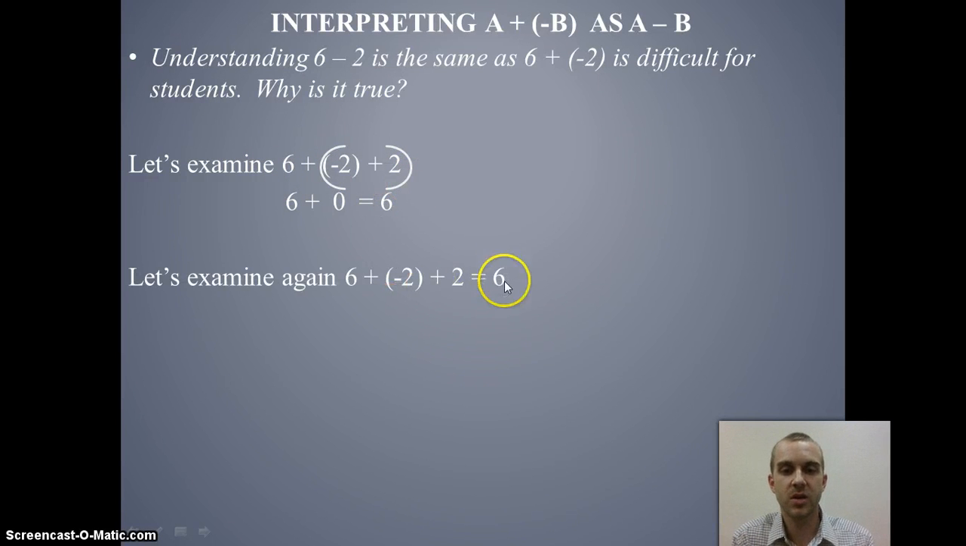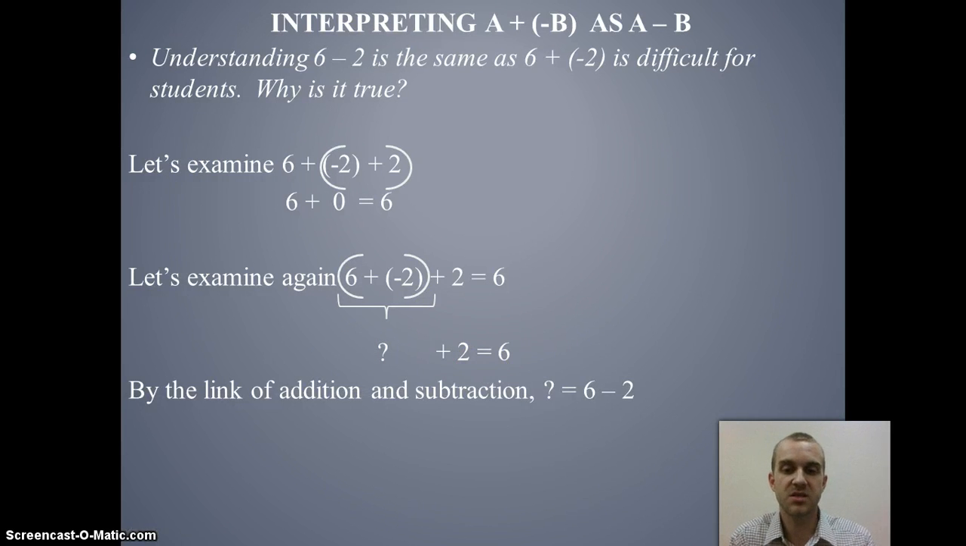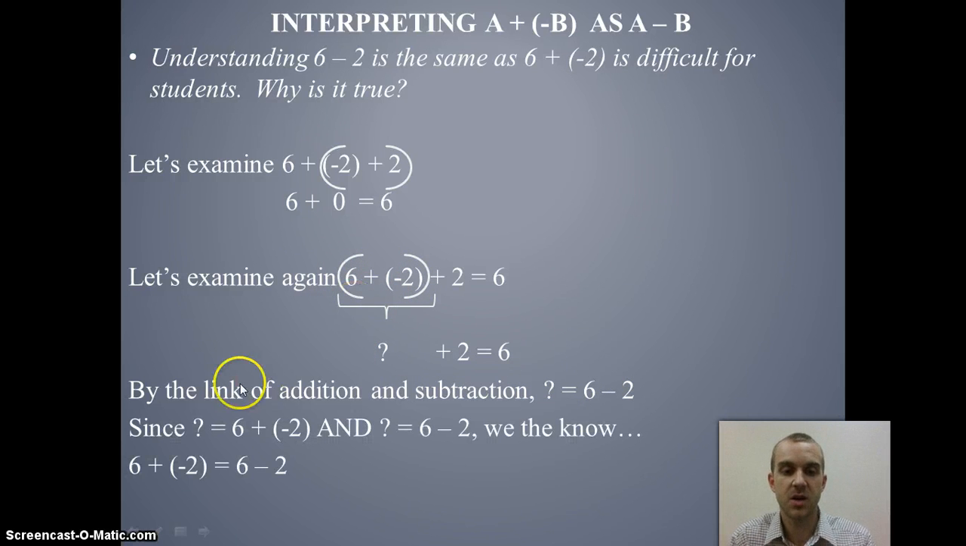So let's look at it again now that we know that the statement should equal 6. If I group the first two together, I don't know that, so I'm just going to put a question mark there to represent the addition of those two values, and then bring down the rest. Now if I think back to what we talked about before in addition and subtraction, we know that for every addition statement there's an equivalent subtraction statement. And in this case, an equivalent subtraction statement to this is 6 minus 2 equals that question mark. Now look, the question mark is equal to 6 minus 2, but the question mark is also equal to 6 plus negative 2. And since that's the case, if they're both equal to the question mark, then they have to be equal to each other.